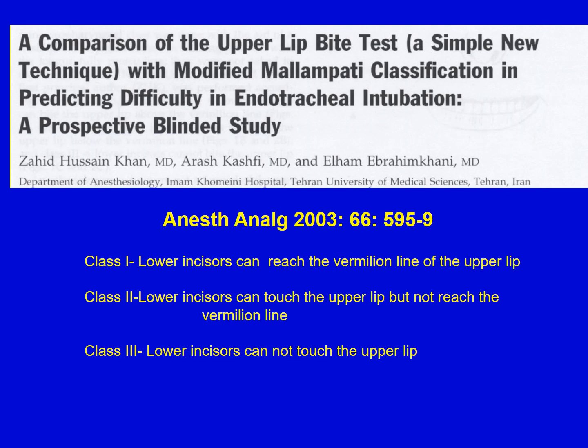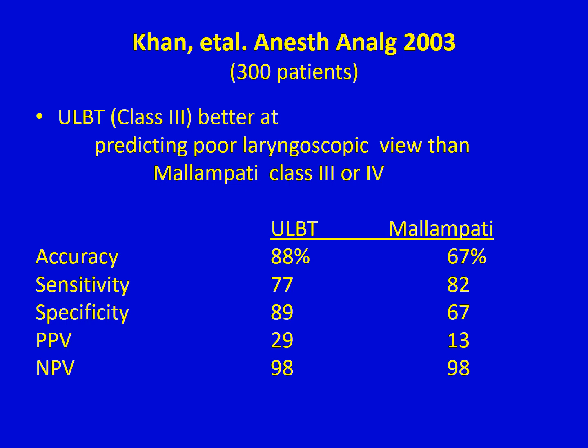Another popular test is the upper lip bite test. You have the patient see if they can cover the upper vermilion line with the lower incisors. Class 2 is when the lower incisors can touch the upper lip but can't reach the vermilion line. And class 3 is when the lower incisors can't touch the upper lip. Dr. Kahn and his colleagues found this to be quite accurate and better than the Mallampati score.